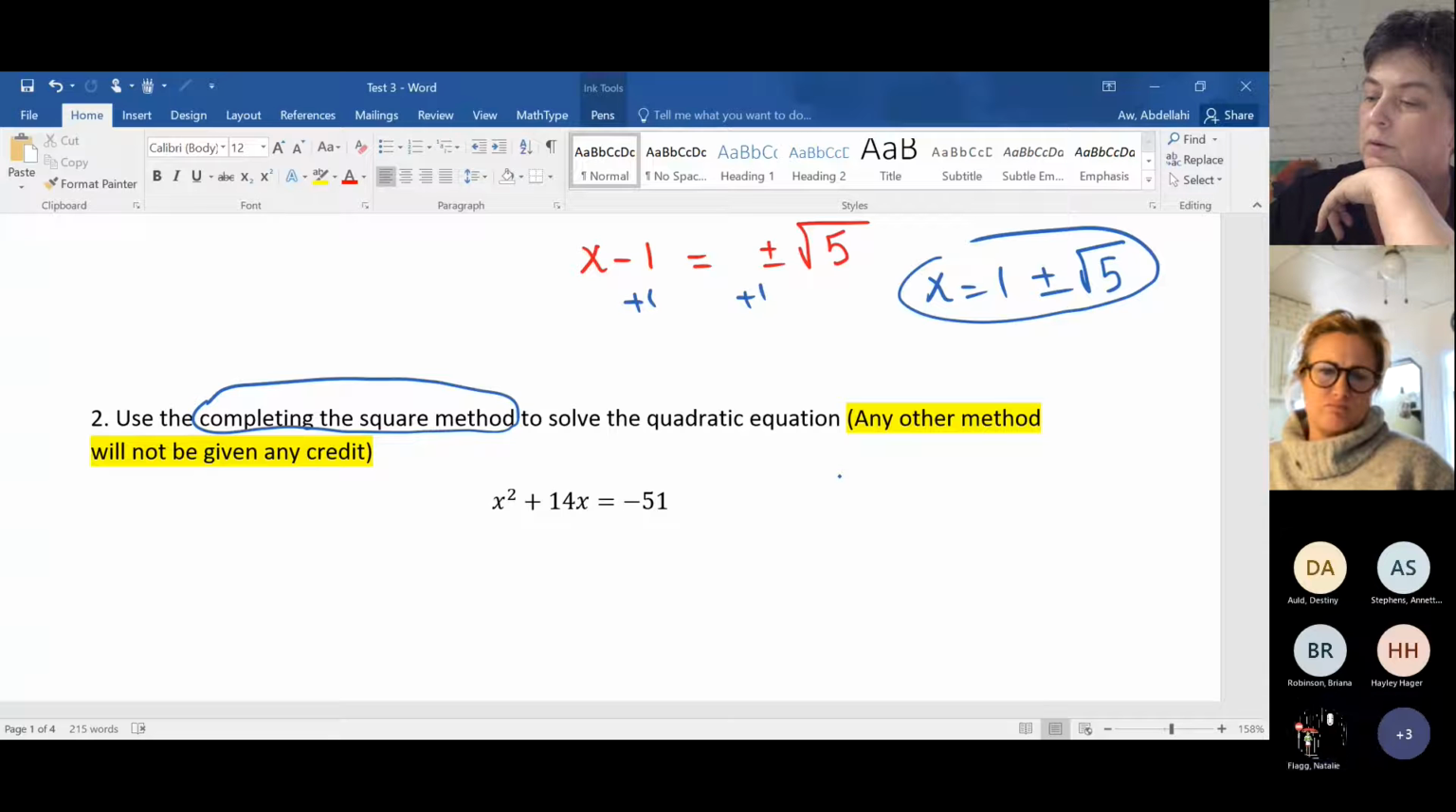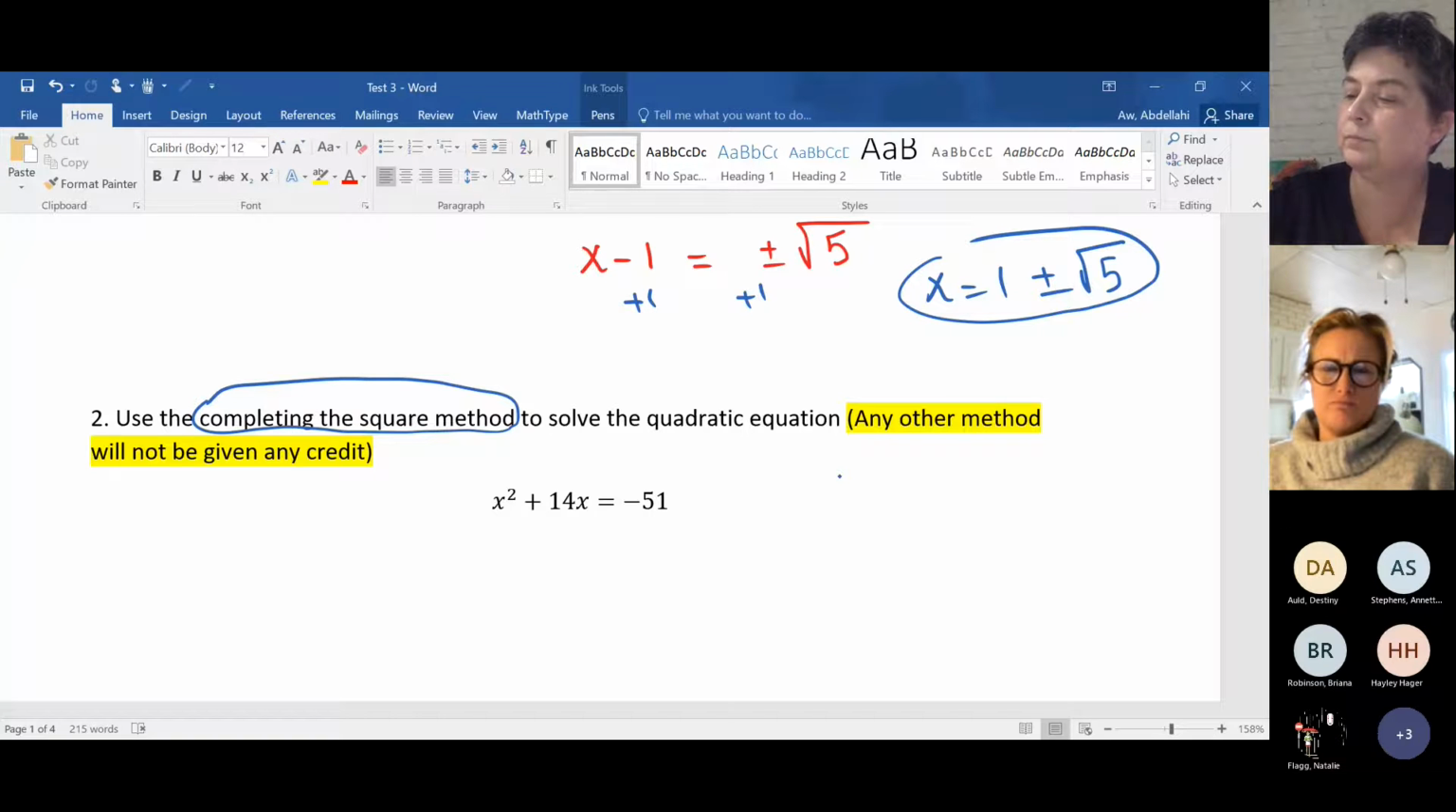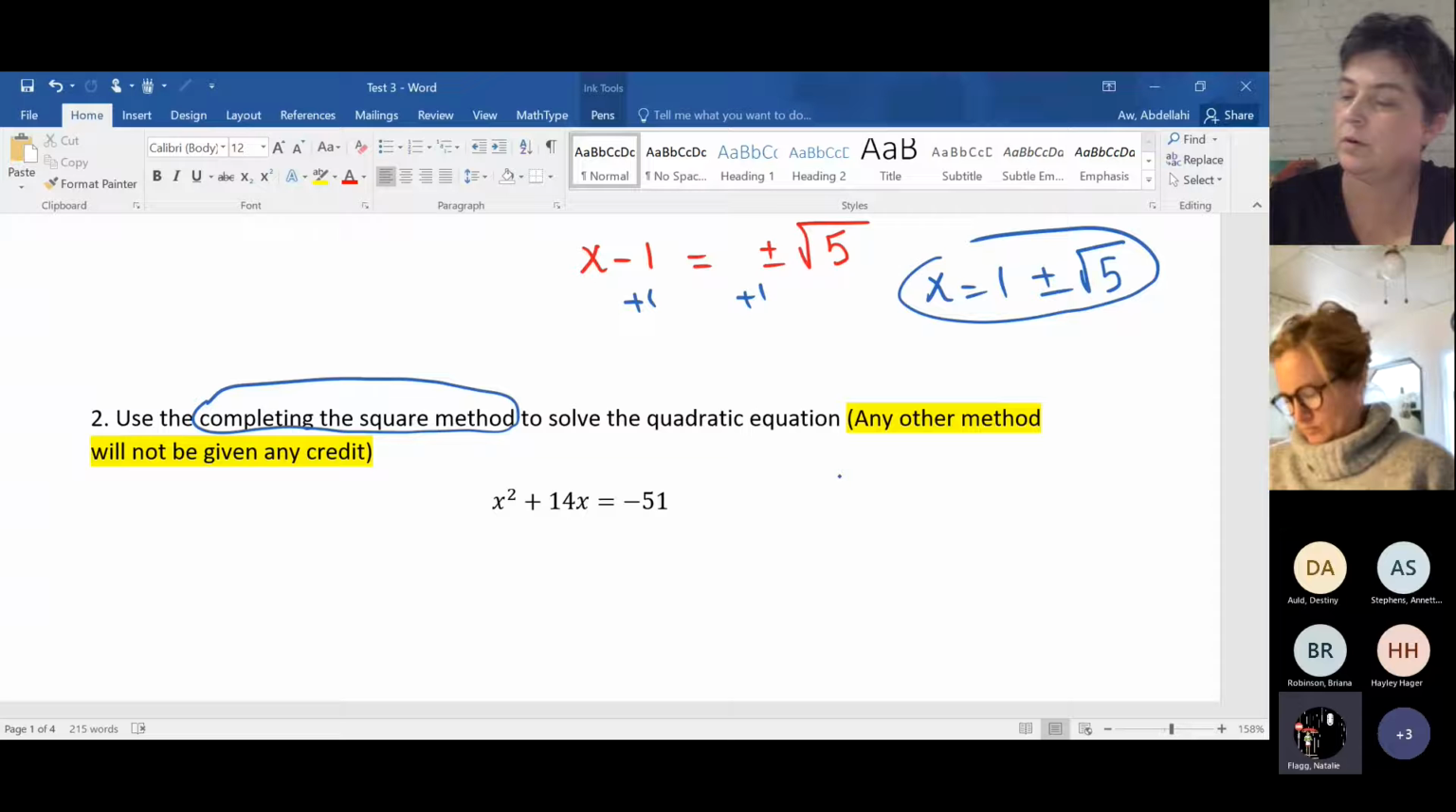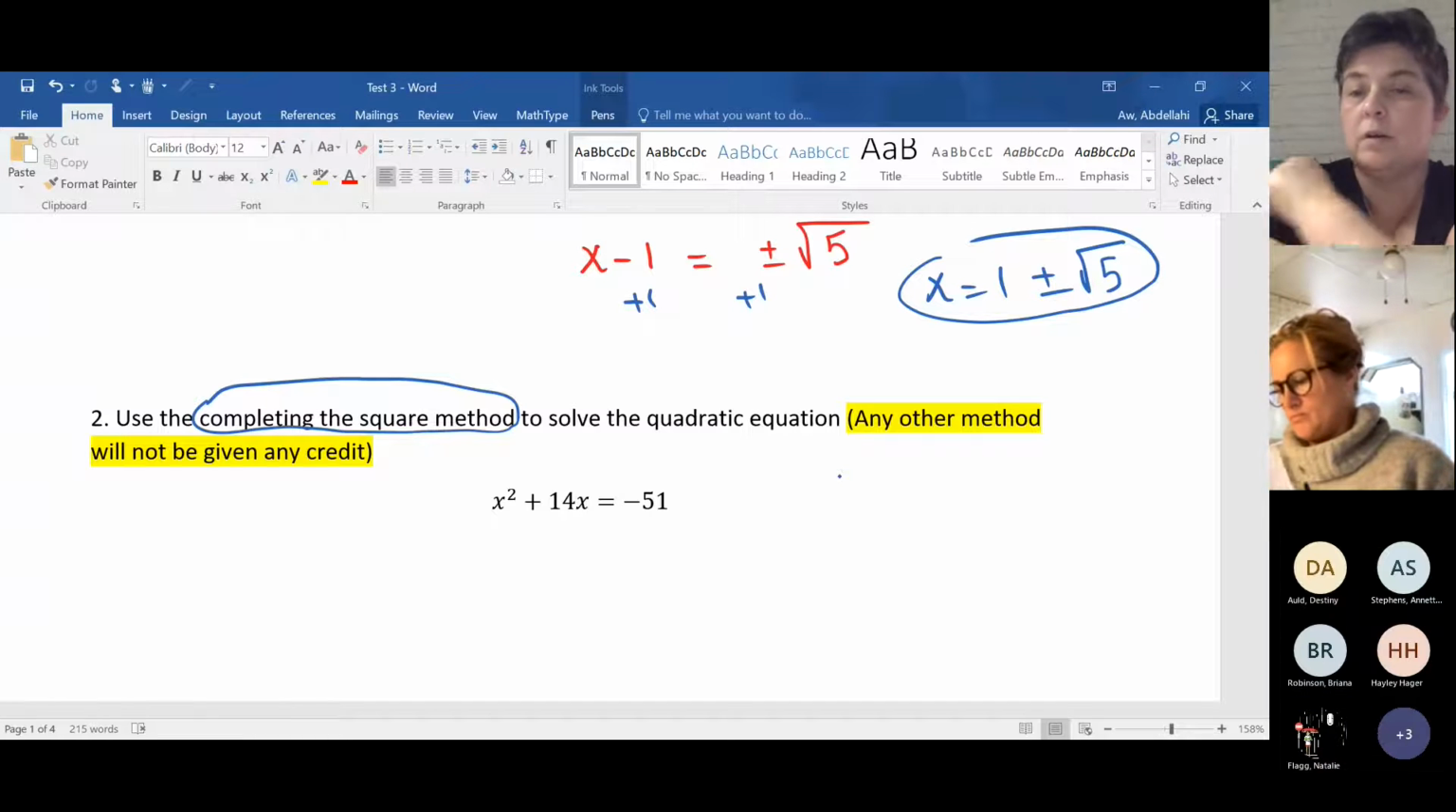We are doing the completing the square method, right? The negative 51 is good where it is at. You can bring it over to the left side, but it does not help. What is the number to add on both sides to make the left side a perfect square?